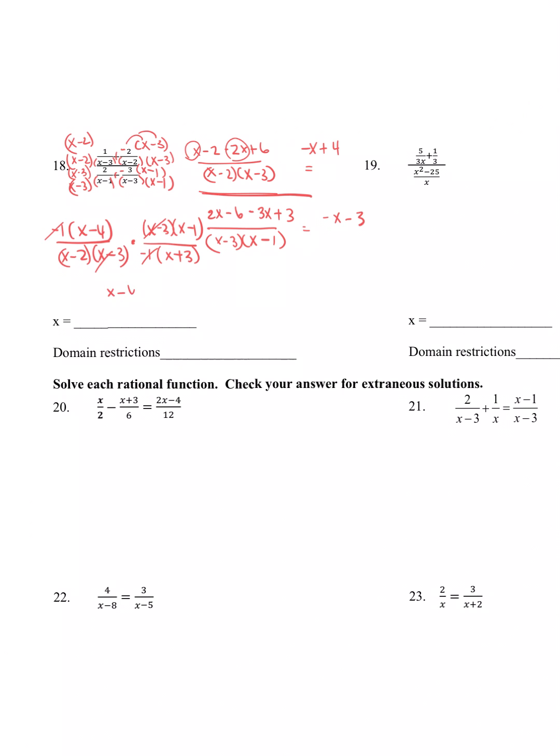I'm left with x minus 4 and an x minus 1, x minus 2 and x plus 3. X cannot be equal to 2, 3, and negative 3. That 1 has no effect because it's not an x.